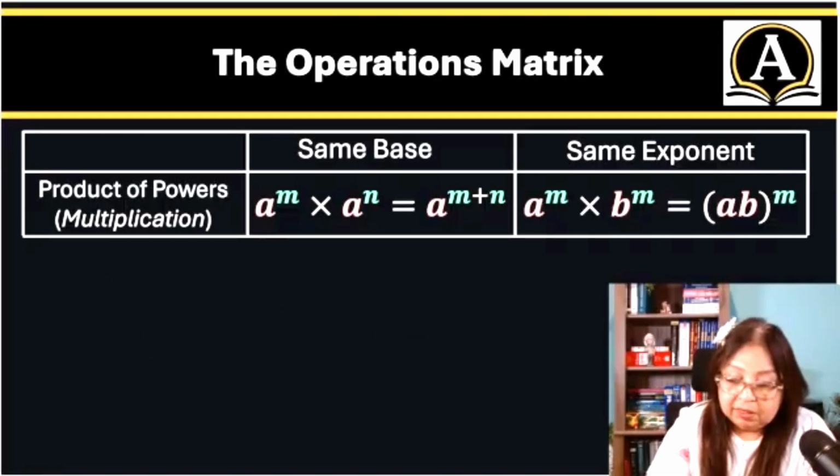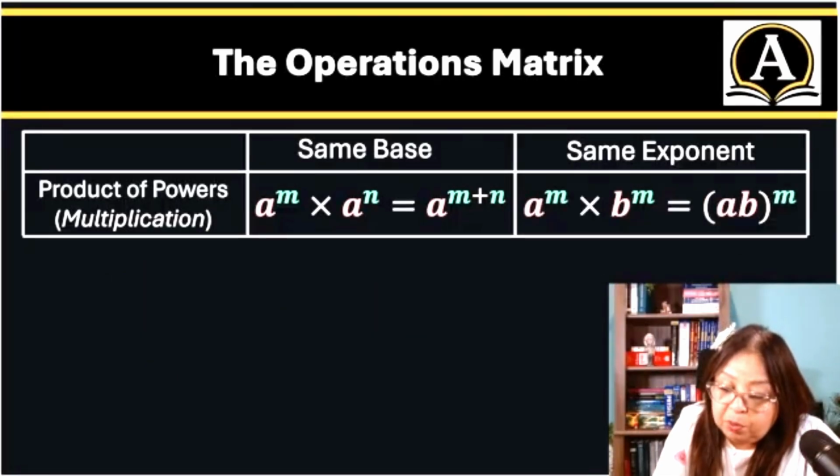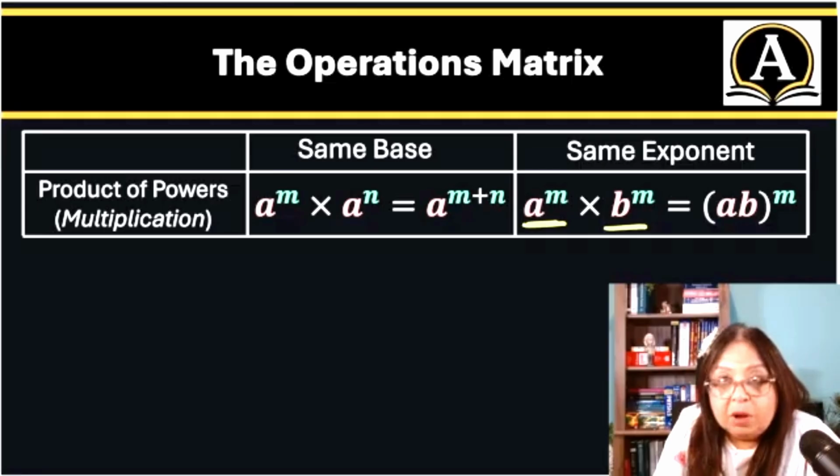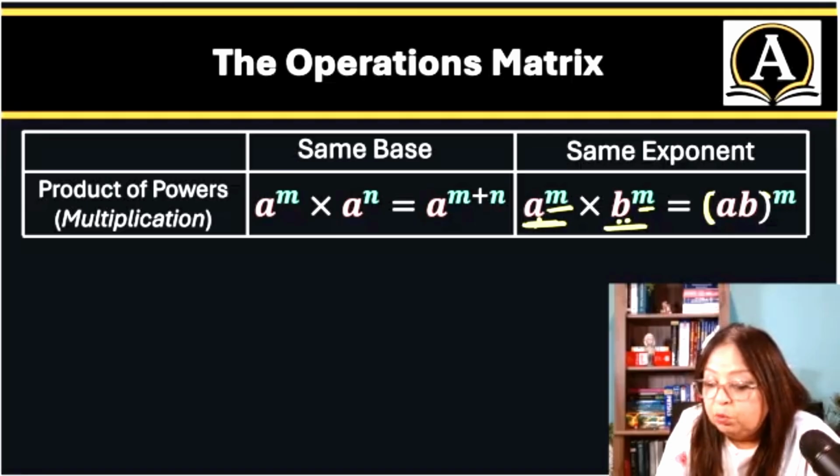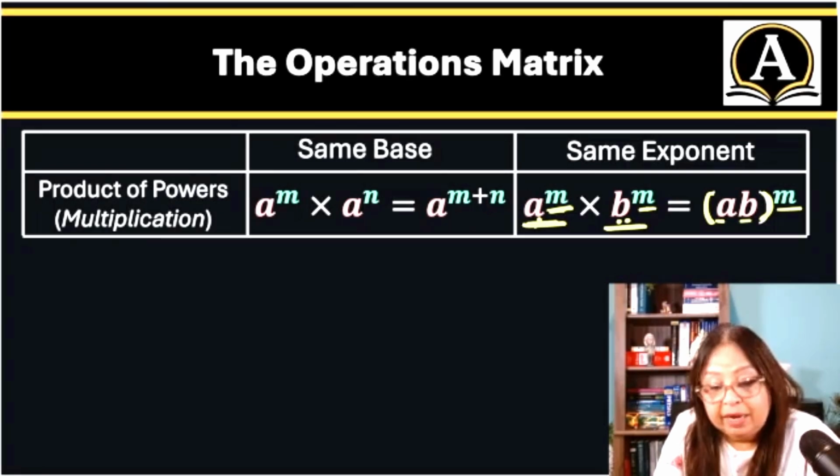What I mean by that is this here. a to the power m times b to the power m. a and b, in general, are two different numbers that are raised to the same power m. And this is equal to the product of the two bases a and b, raised to the same power. That is on the left hand side.